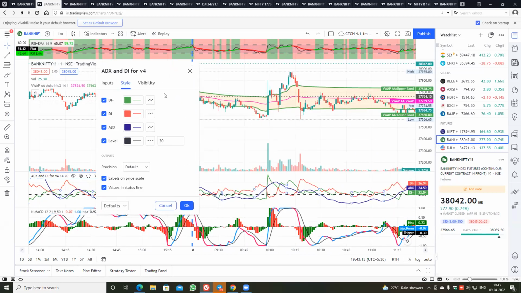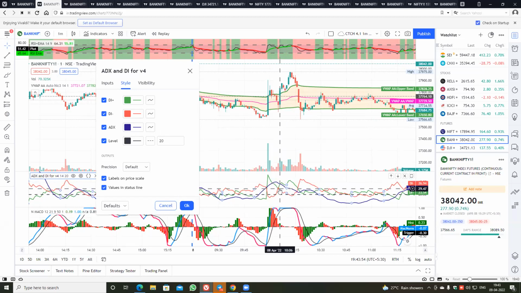It has given the value of 20 line. You can see here, this is the line. It has given to us 20. About 20, 25, it will be stronger. You can see when the crossover is happening here, the momentum also picked up, and you can see the movement here. ADX alone does not tell us which direction it is going, but it will tell us the strength of the trend.